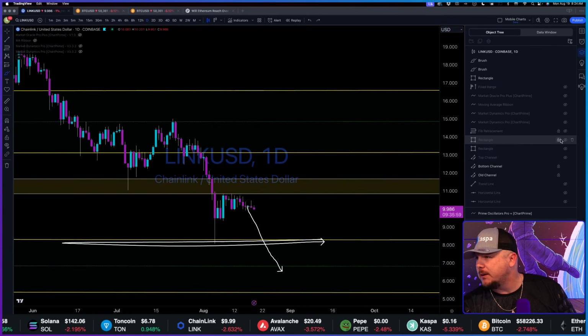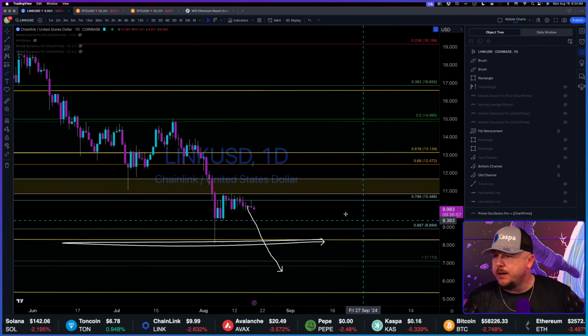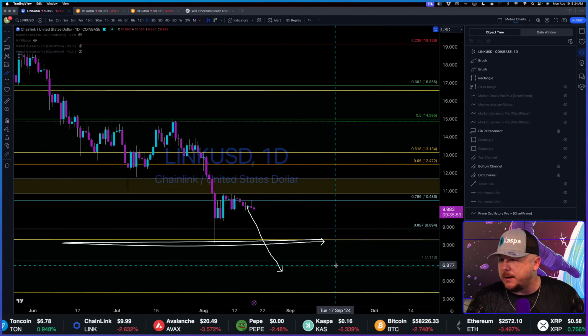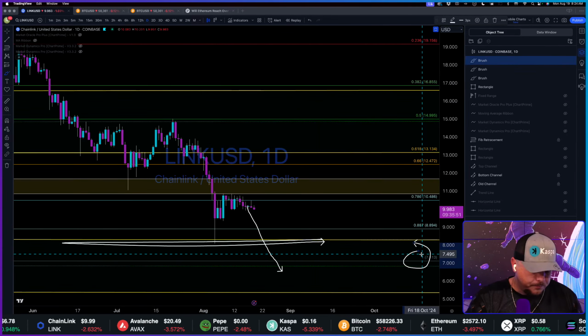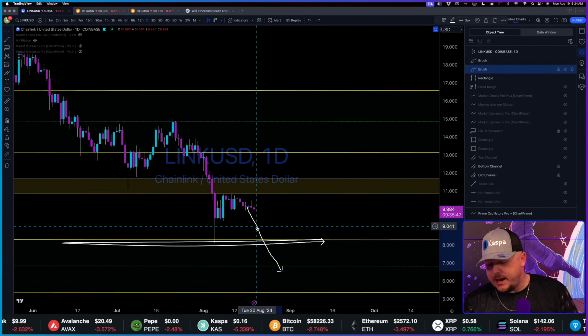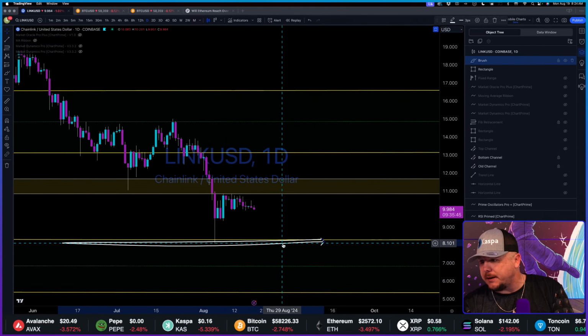What is that coming from? That's coming from our fibs. Let's throw those on. You'll see that sitting right here is the platinum pocket. I think we're going to lose that platinum pocket and come down to this 1-to-1 line. Some other reasons for that I want to watch here is, let me get rid of all of this again.